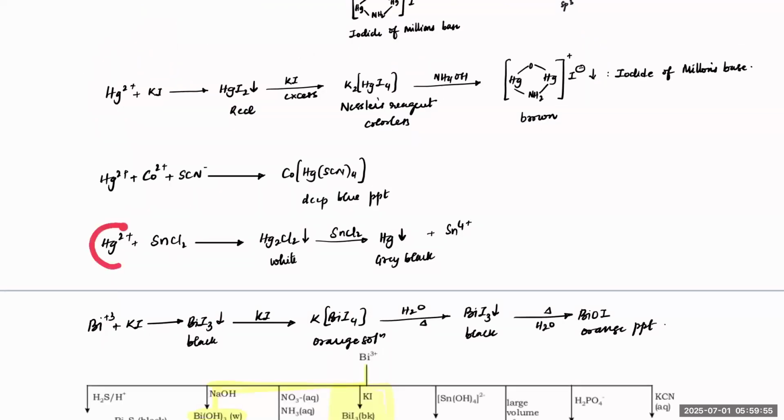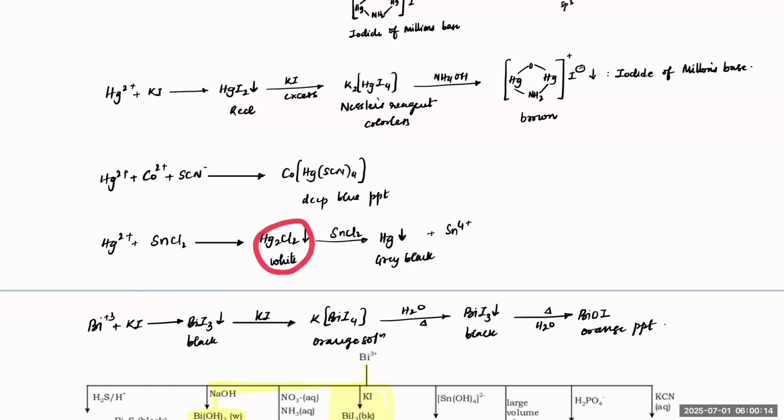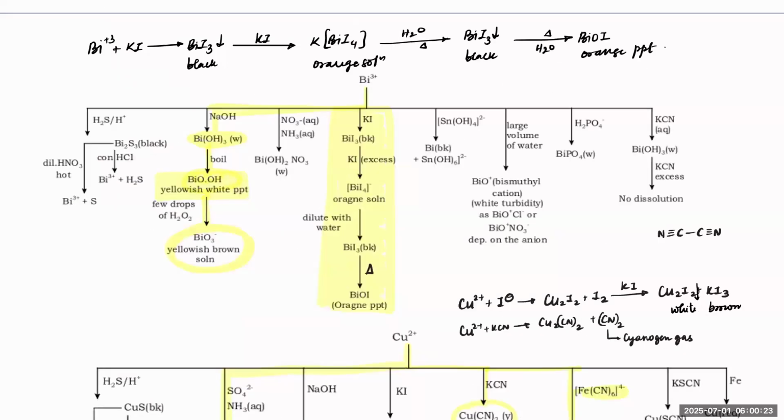Hg2+ with tin chloride will give you Hg2Cl2 because tin is a good reducing agent. So tin will get oxidized to Sn4+ and Hg will get reduced from +2 to +1 first. And if you add a further excess amount of SnCl2, this Hg+ will also convert into Hg0, which is a gray black precipitate. Okay. Yes. Next, let's talk about bismuth. Hg2+ is clear, beta. Right. Let's talk about bismuth.